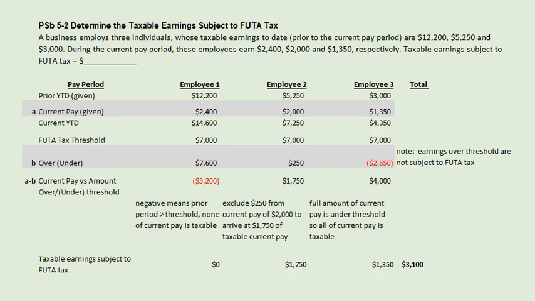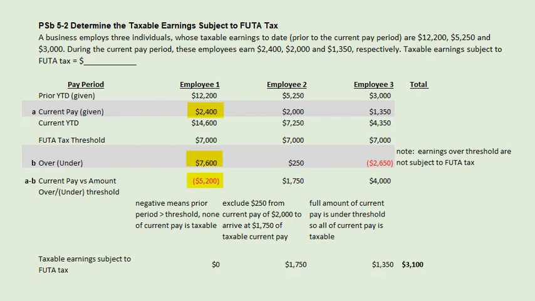Employee 1 has current year-to-date earnings of $14,600, which is $7,600 over the threshold. It is significantly over. As a result, possibly the earnings was already over the threshold in a prior period. And we could check this by comparing the amount over the threshold of $7,600 to the current pay of $2,400, and since it is significantly over, it actually results in a negative value here.